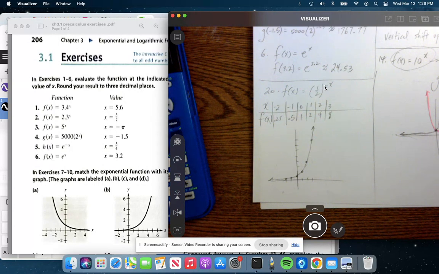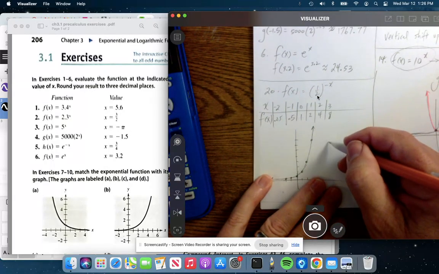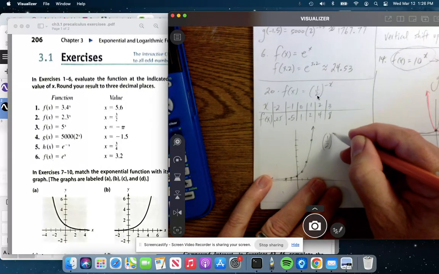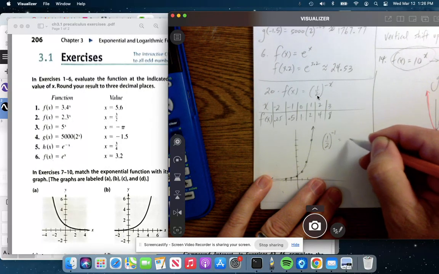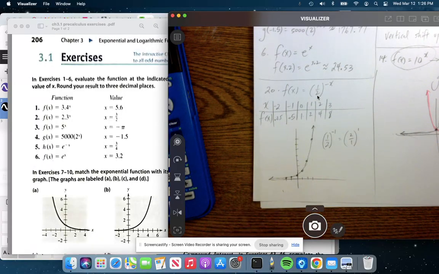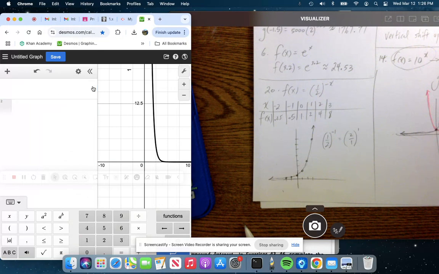All right, let's talk about what that negative does. Now that negative, actually, you could get rid of the negative if you flip this fraction over. So for instance, 1/2 raised to the -1 is the same as 2/1 raised to the +1. Now, hopefully you remember that back from Algebra 2. So let's look at the graph of each of those real quick.